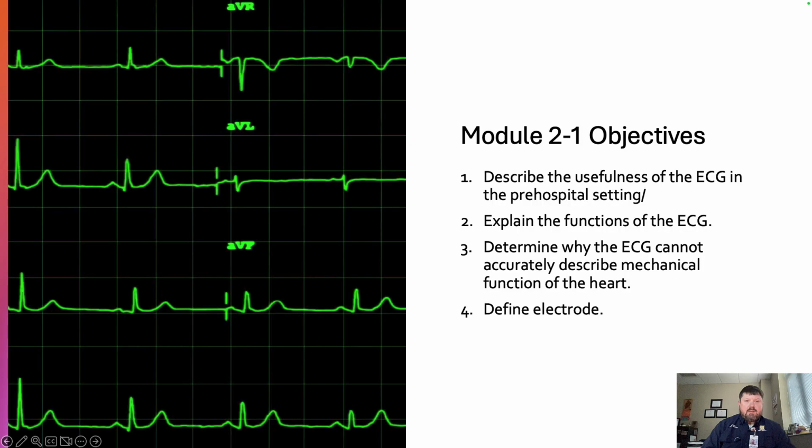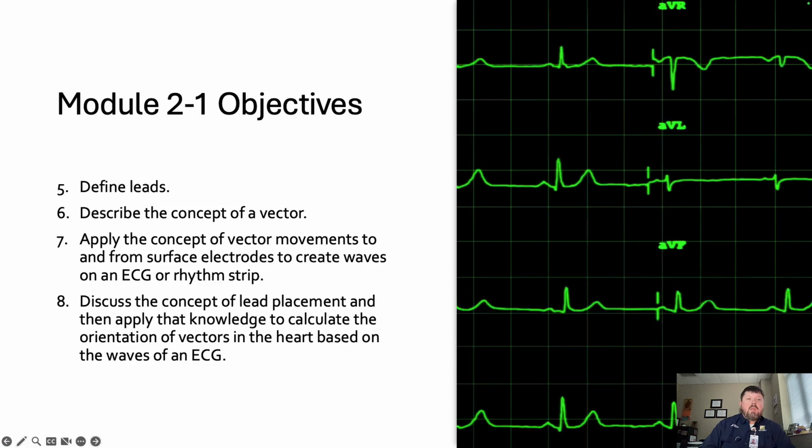So our objectives include: describe the usefulness of the ECG in the pre-hospital setting, explain the functions of the ECG, determine why the ECG cannot accurately describe mechanical function of the heart, define the term electrode, define the leads, the cardiac leads, describe the concept of a vector, and that can get a little confusing, but that is something that I want you to really lean into, because understanding the vector of an electrical current and also the axis of depolarization that the vectors create is going to be important to understanding what's really happening electrically in the heart and on the cardiac monitor.